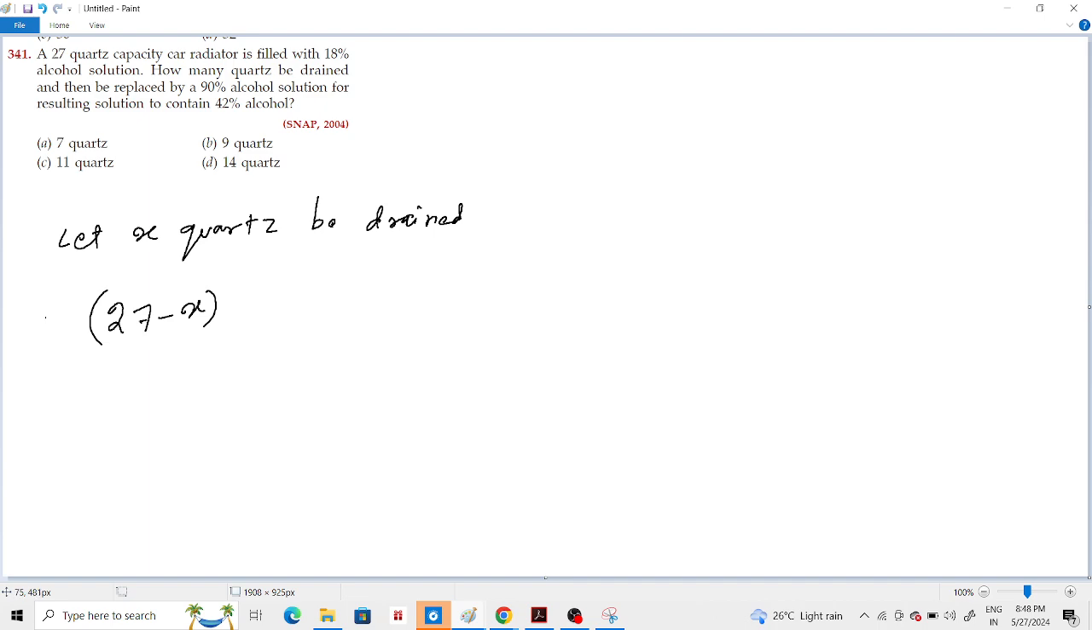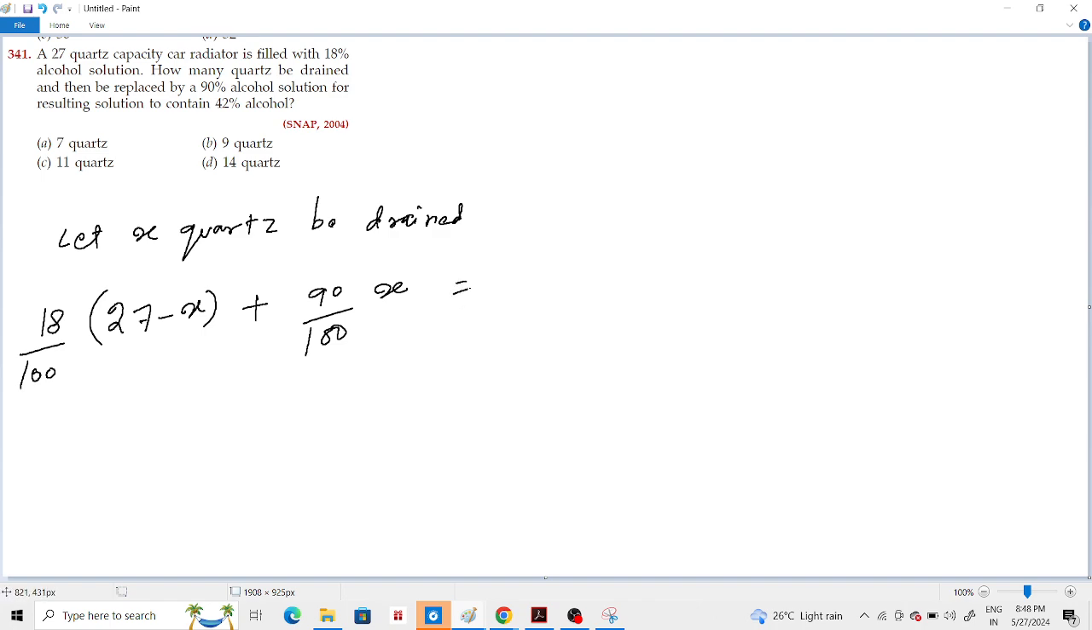So 27 minus x, 18% of this, right? 18% of this 27 minus x. Why 27 minus x? That is the remaining. So x quarts has been removed. So what is the remaining now? 27 minus x. How much alcohol is present in the 27 minus x? 18%, right? Plus, you see x quarts has been removed. So if x quarts is removed and replaced by the same amount of 90% alcohol, then x amount of solution has been added which has 90% alcohol.